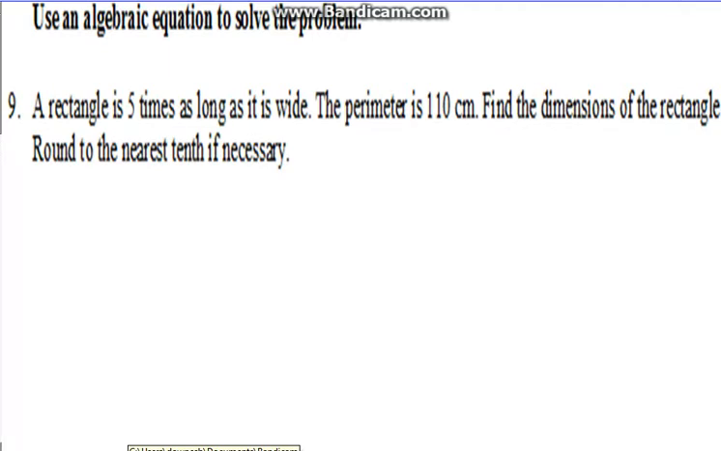Okay, so let's look at problem 9 from yesterday's study guide on chapter 1. It says, use an algebraic equation to solve the problem. Well, what algebraic equation will we need?